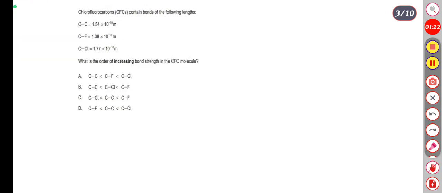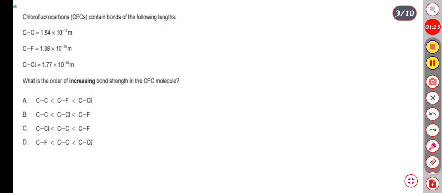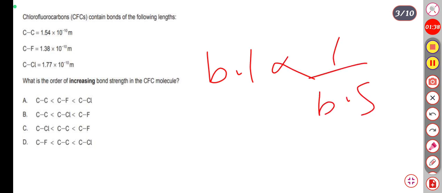The next question is about bond strength based on the values given. The hint here is that bond length and bond strength are inversely related. So they have given the bond length, and based on that, you are supposed to find out the bond strength.